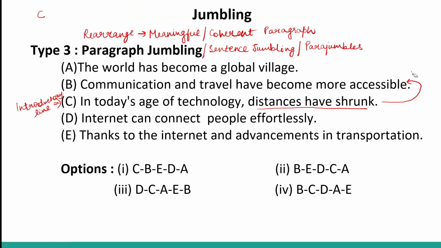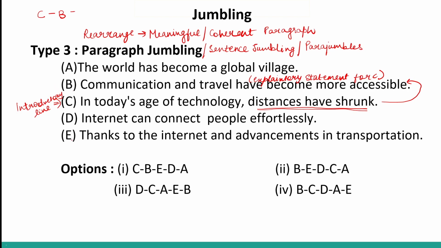Correct? I can write that B is an explanatory statement for C. Right? So after C, we'll definitely get B. Why? Because in C we introduced an idea that distances have shrunk, and then we explained it through B. Now in B we talk about communication and travel becoming more accessible.